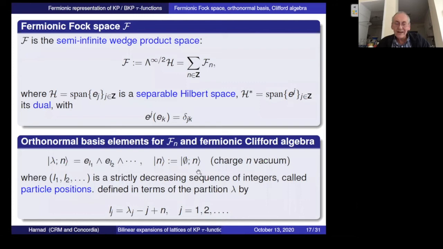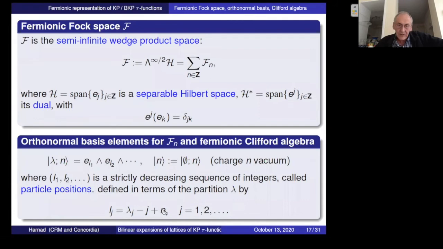It's only a finite perturbation of the vacuum state, which is the one corresponding to the trivial partition. That in the standard physics language corresponds to the Dirac sea, where you have all of the negative states filled up and all of the positive states empty, if the level is zero. We will basically only be using level zero, but you could do this at any level. So that's what this shift is all about.